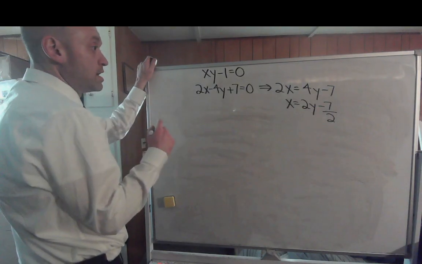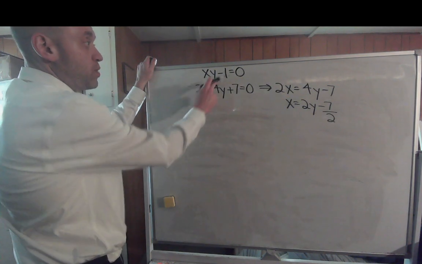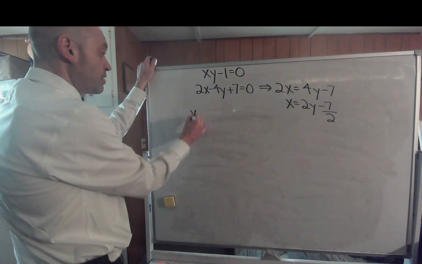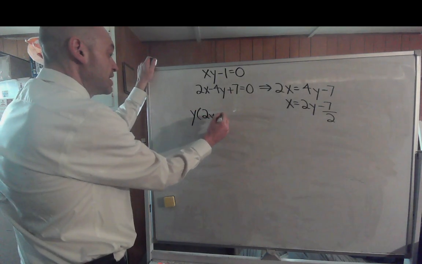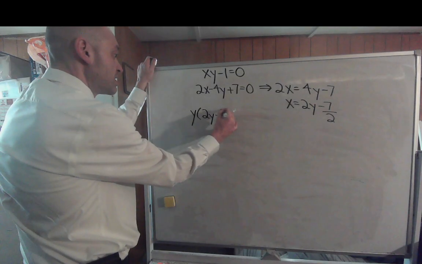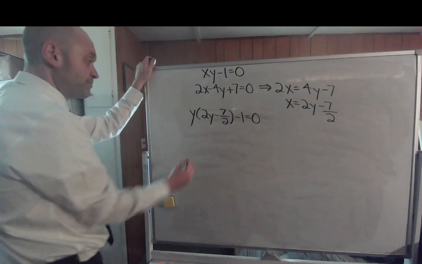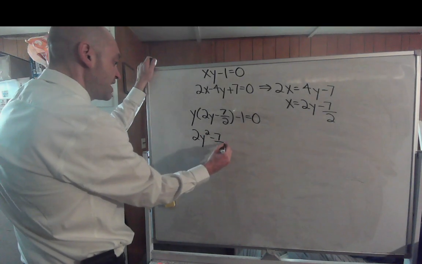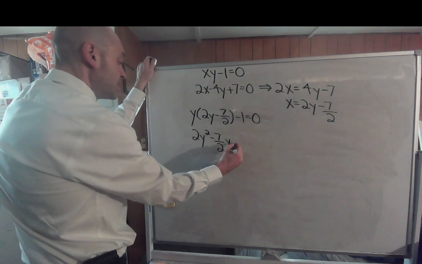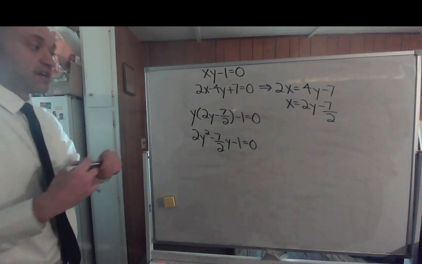So y would literally be based like y times x, so you could take y times (2y minus 7) halves, all that minus 1 equals 0. So you would end up getting 2y squared minus 7 halves y minus 1 equals 0. Well, let's get rid of that fraction.